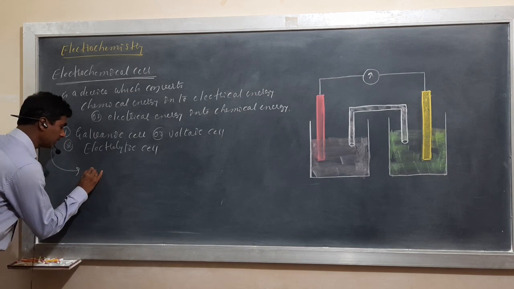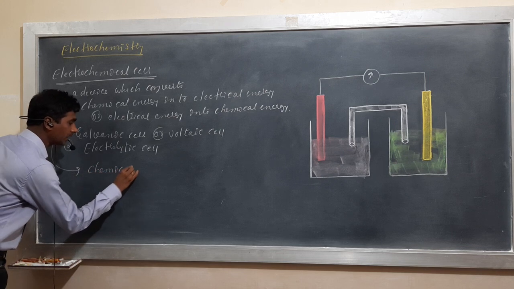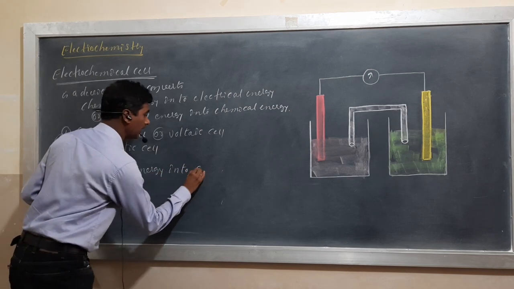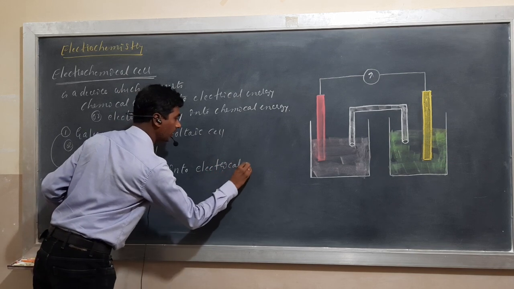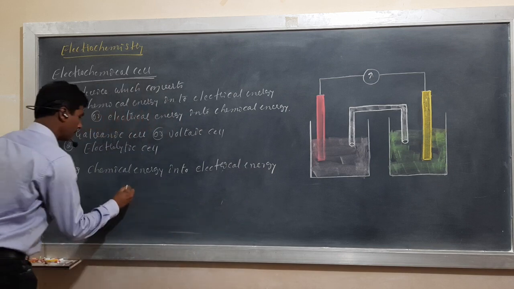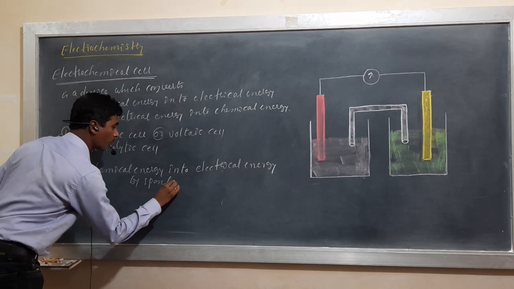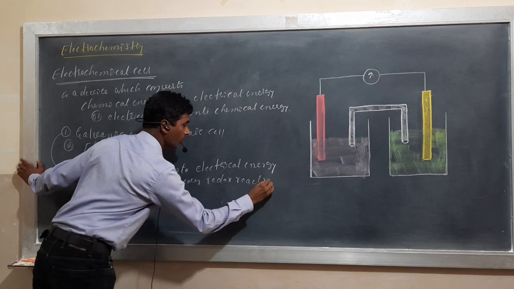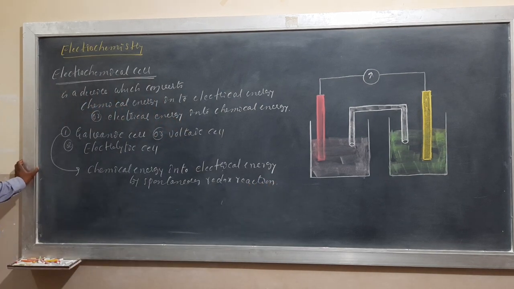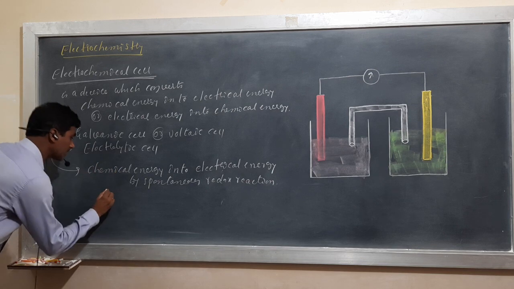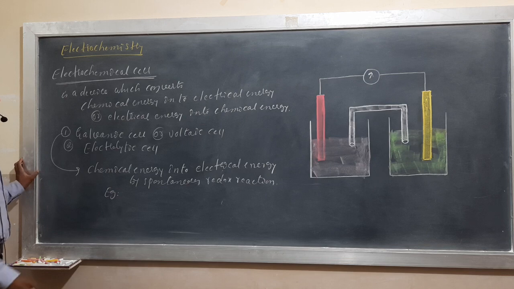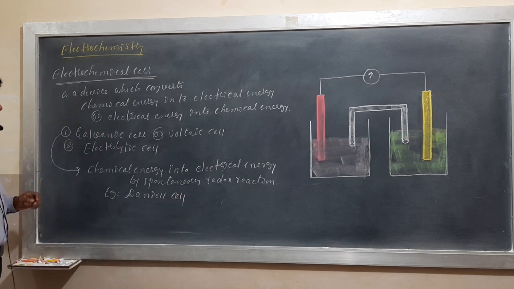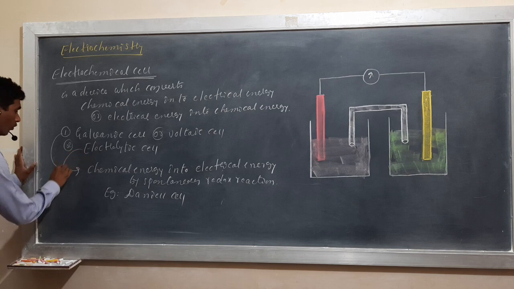The first one, what is this galvanic cell? The galvanic cell converts chemical energy into electrical energy by a spontaneous redox reaction. What is a redox reaction? Oxidation and reduction together is called a redox reaction. The example for this galvanic cell or voltaic cell is the Daniel cell.